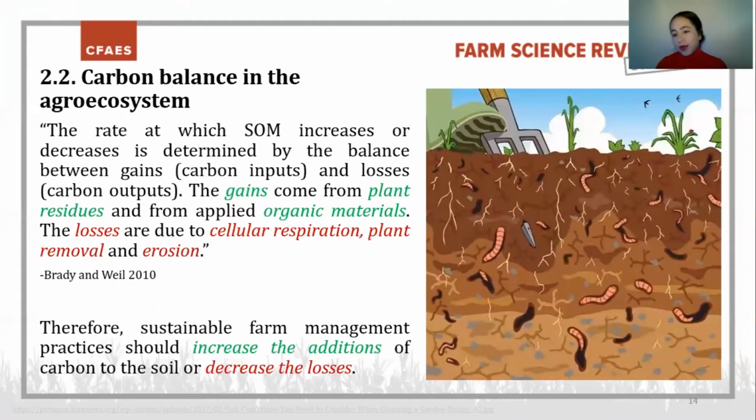Carbon balance in the agroecosystem. Now, the rate at which SOM increases or decreases is going to be determined by two main things: the carbon inputs and the carbon outputs. Now, the carbon inputs are what we call gains into the system, and they come from plant residues and from applied organic materials. And the carbon outputs are what we call the losses, and they're due to cellular respiration, plant removal, and erosion. So in our farms, if we want to achieve sustainable farm management, then we need to increase the additions of carbon to the soil and decrease the losses. So the balance between these two is actually what's going to determine the rate at which SOM increases or decreases.